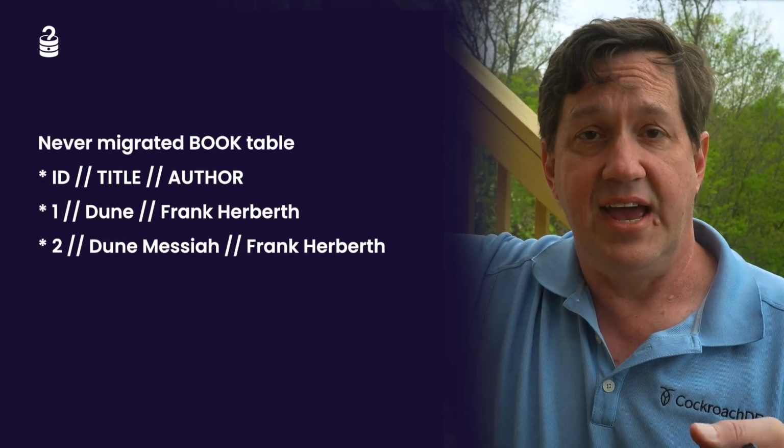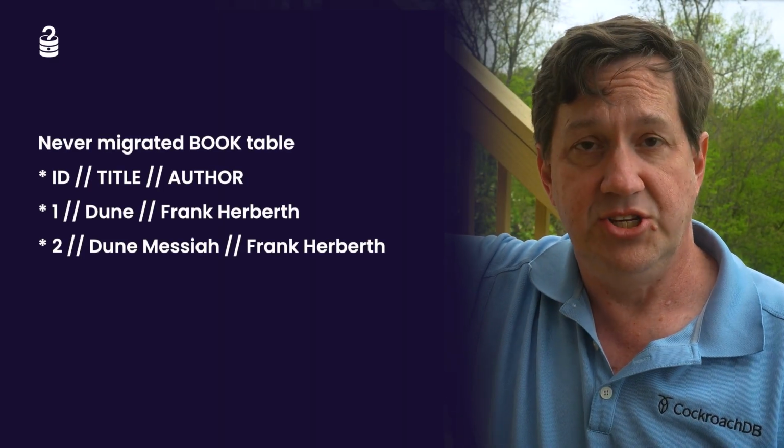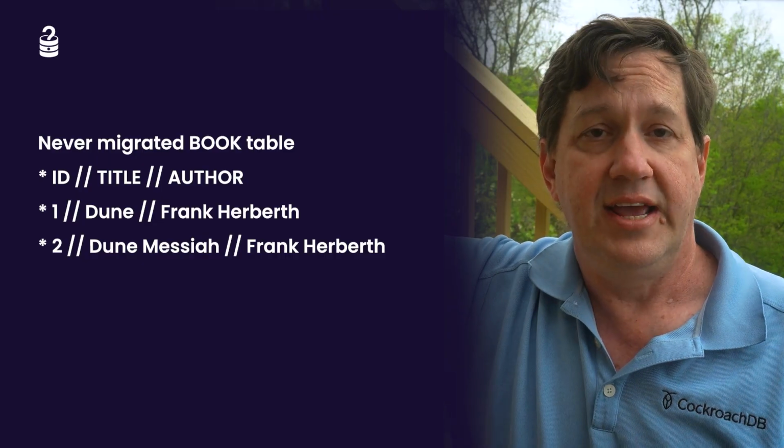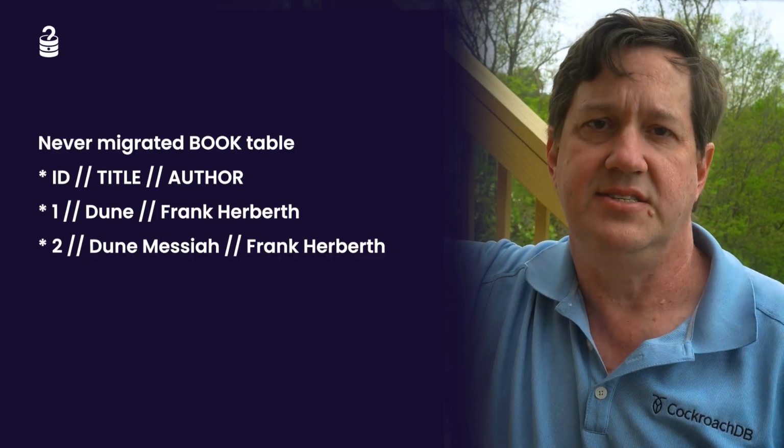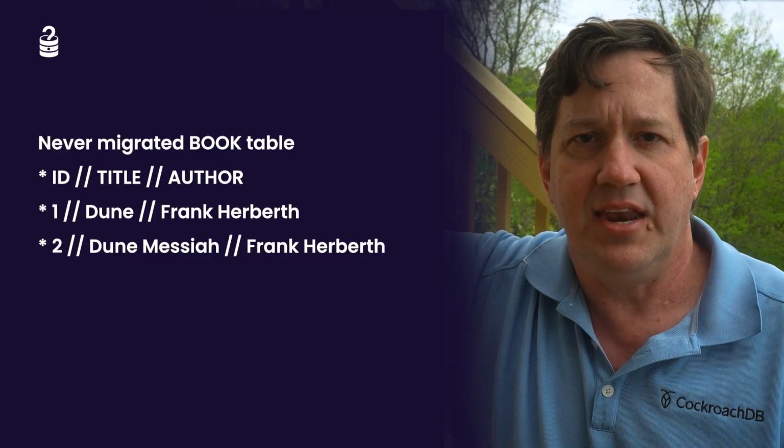What if we'd never migrated the author's name into a separate author table and instead kept it in the book table? If we had ID, title, and author, we'd have 1, Dune, Frank Herbert, and 2, Dune Messiah, Frank Herbert. Now the typo is in two places. How do you get the typo out of there?